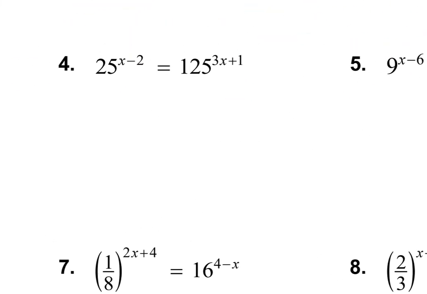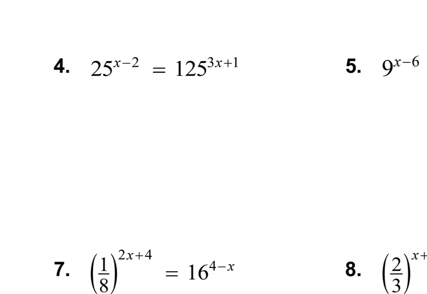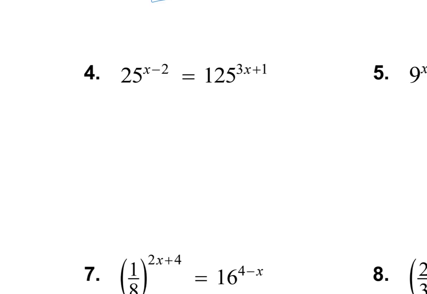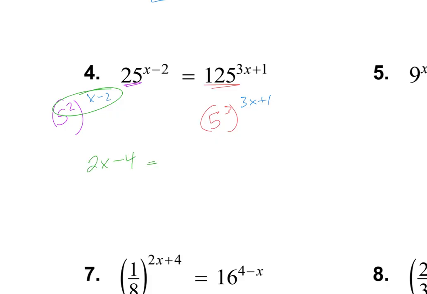Number 4. Got to change both of them. I know this because 5 squared is 25, and I know that 5 cubed is 125. X minus 2 power there, 3x plus 1 power there. Multiply the powers to get 2x minus 4. And then I'm going to jump ahead and just say equals 9x plus 3.